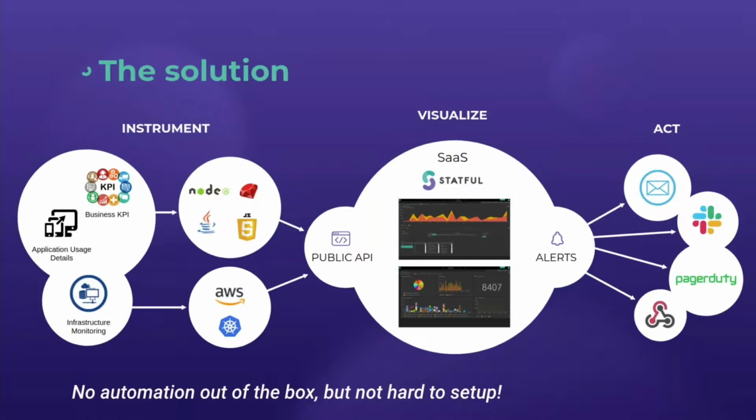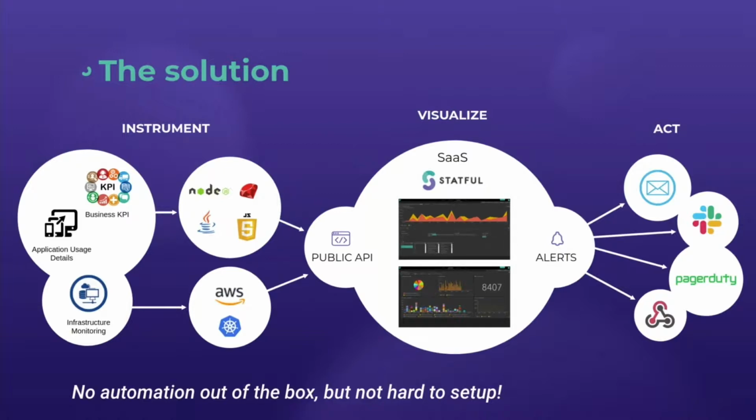And this part of metrics really is what is meaningful for any kind of business to run their day-to-day operations and to be on top of what really matters to them. So it can be from business KPIs, application usage details, and infrastructure monitoring. And the way the data can go into Statful is through our public API, which is something really simple, like with just a simple line command, you can send data to Statful.